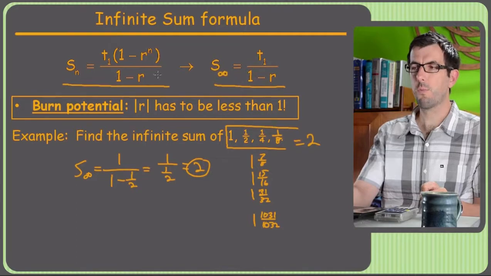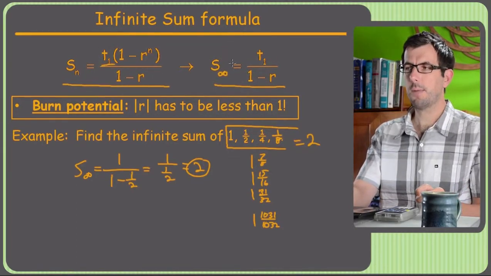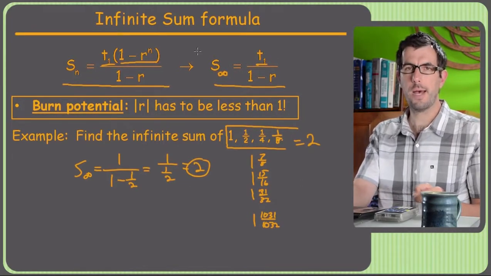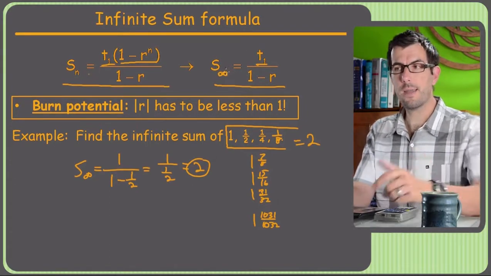So what's the difference? We've got a 1 minus R downstairs in both, and we've got our T sub 1 upstairs in both. The only difference is we have this 1 minus R to the n thing to worry about in the sum of n terms, where with infinity, that's not there. But why isn't it there?